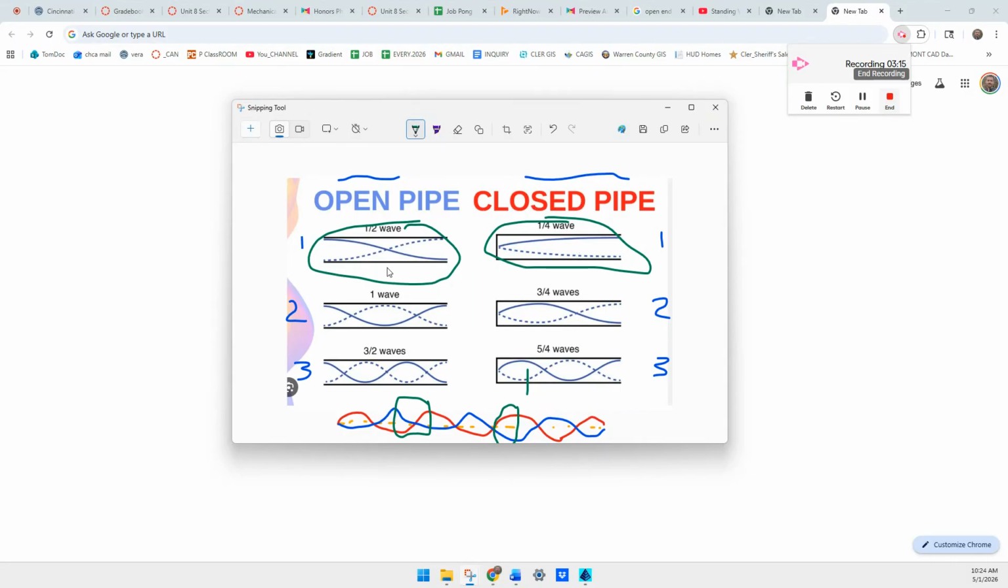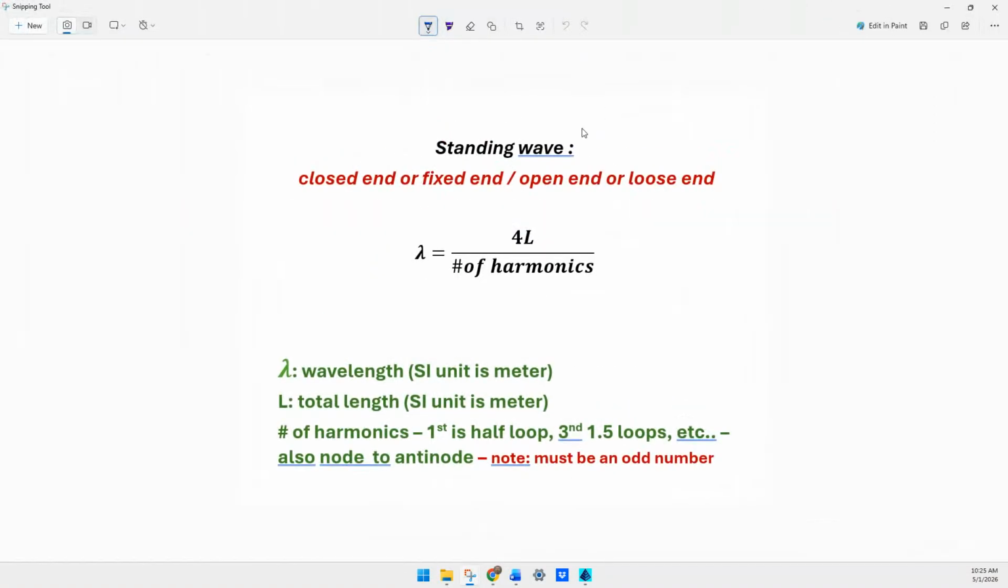So we have some equations to tell you what the wavelength is for these waves, and what the wavelength is for these waves, and it all has to do with this distance here being L, and then what the wavelength associated with that is. So over here, if a standing wave is closed or fixed on one end and open on the other, then your equation is the wavelength equals 4L divided by the number of harmonics. Note, this should be an odd number.